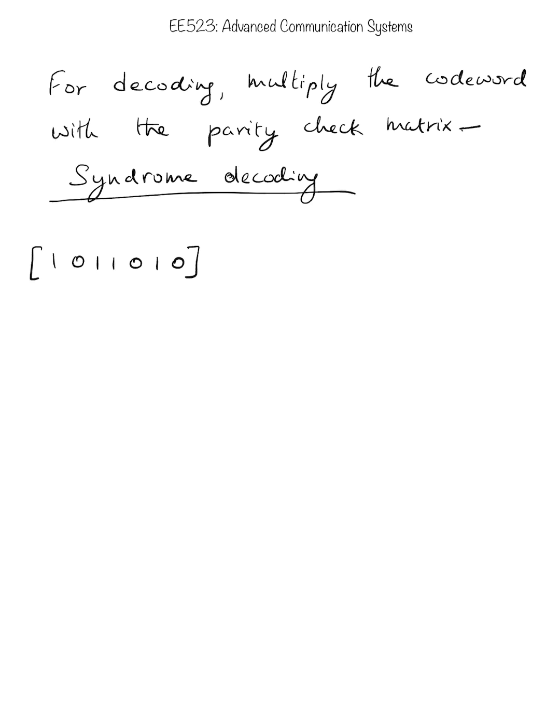Let me just double check the values to be sure. 1011010. So we're going to multiply this code word with our parity check matrix, which is 111, 101, 110, and 011, and 100, that's the identity part, and 010, 001. So that's our parity check matrix H.